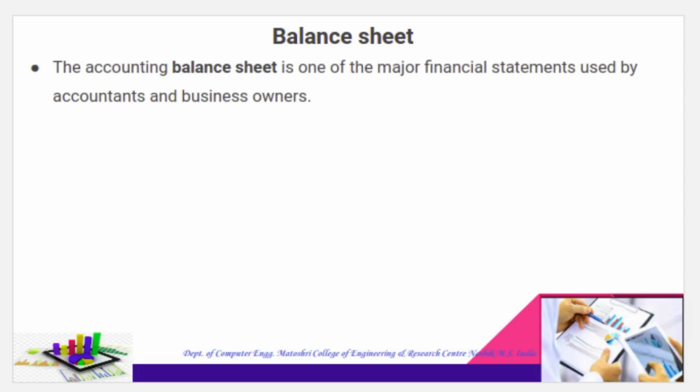The accounting balance sheet is one of the major financial statements used by accountants and business owners. The balance sheet is also referred to as the statement of financial position. It presents a company's financial position at the end of a specified date. Some call it a snapshot of the company's financial position at a point in time.